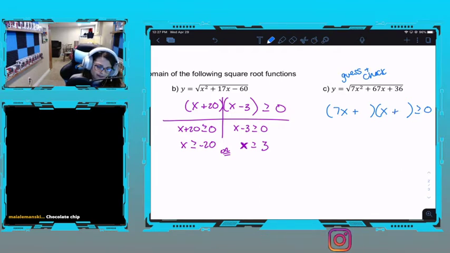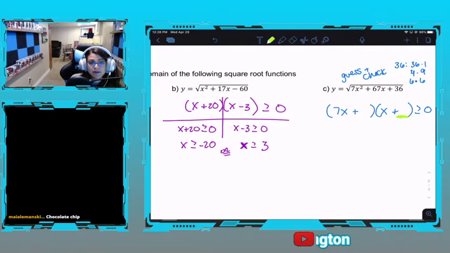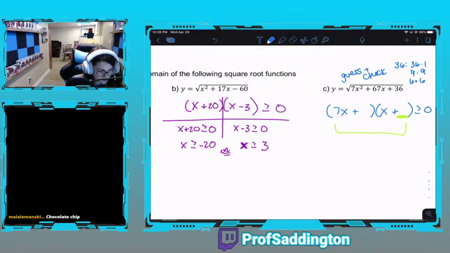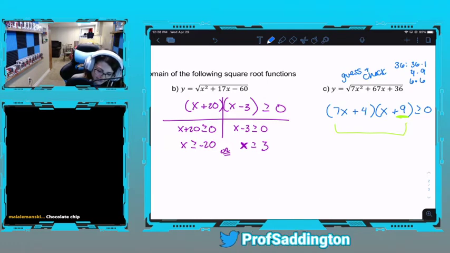Then I've got to think of my factor pairs for 36. Well, we obviously have 36 and 1, 4 and 9, 6 and 6. And we have to remember that whatever is going to be in this spot over here is going to multiply by the 7. So let's try 4 and 9. So let's do plus 4, plus 9. 7 times 9 is 63, plus 4 is 67. So that one does work.